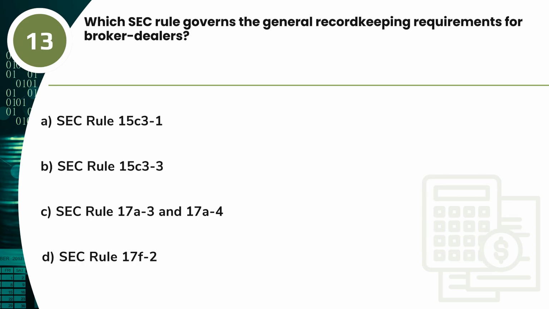Question 13. Which SEC rule governs the general record-keeping requirements for broker-dealers? A. SEC Rule 15c3-1. B. SEC Rule 15c3-3. C. SEC Rule 17a-3 and 17a-4. D. SEC Rule 17f-2.